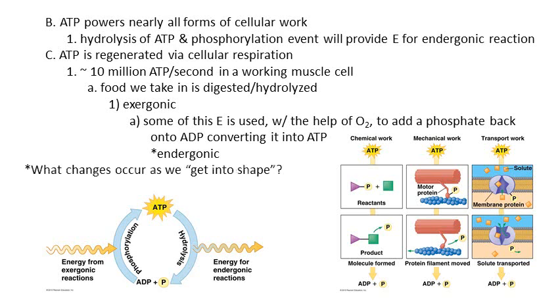So one of the things we should be able to kind of answer perhaps is, what kind of changes are going on as we get into shape, so to speak? Well, we can actually increase our number of mitochondria in our active cells, so they can produce more ATP for those cells so we get less fatigue. But also, in order for those mitochondria to work efficiently, there has to be plenty of oxygen being delivered, and so we can actually build more blood vessels to those cells, and that's part of getting into shape.